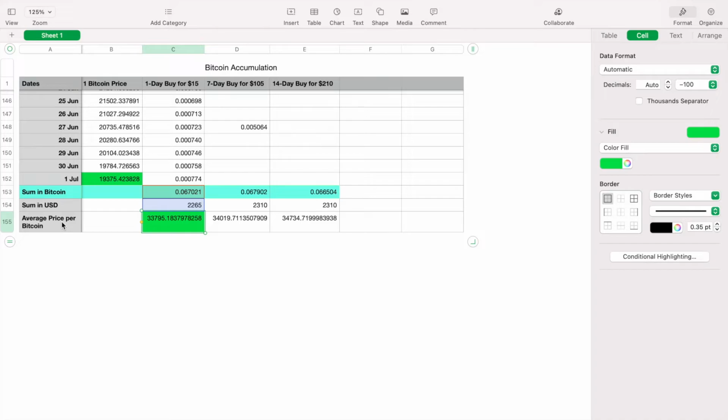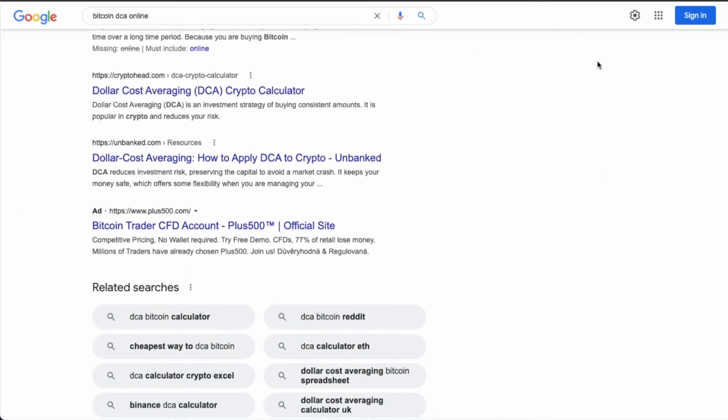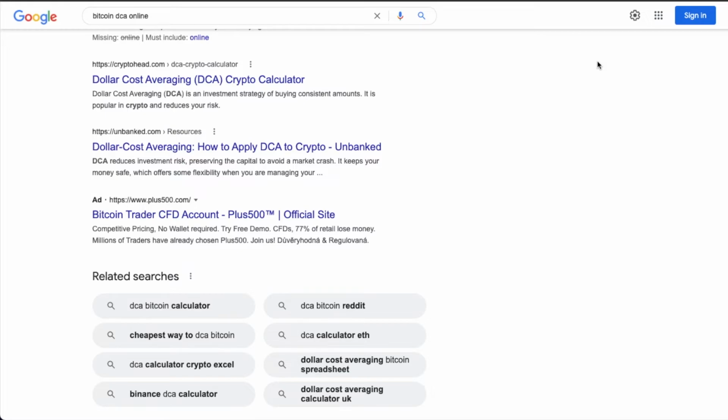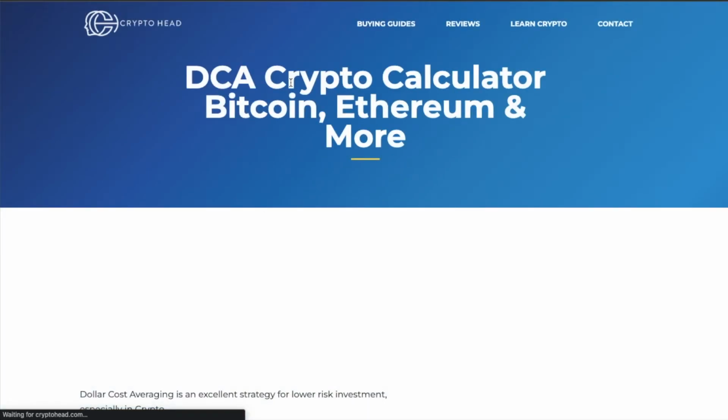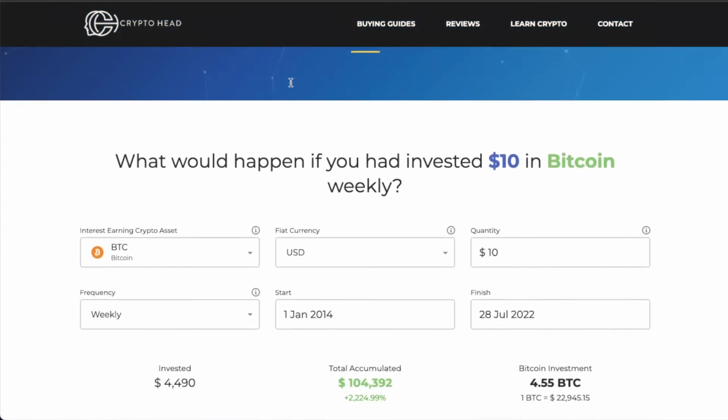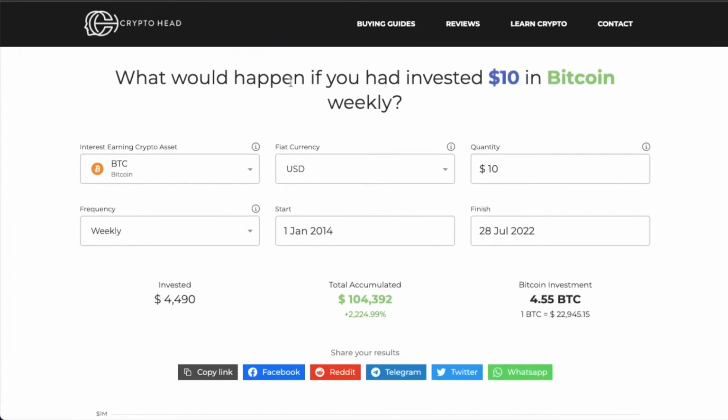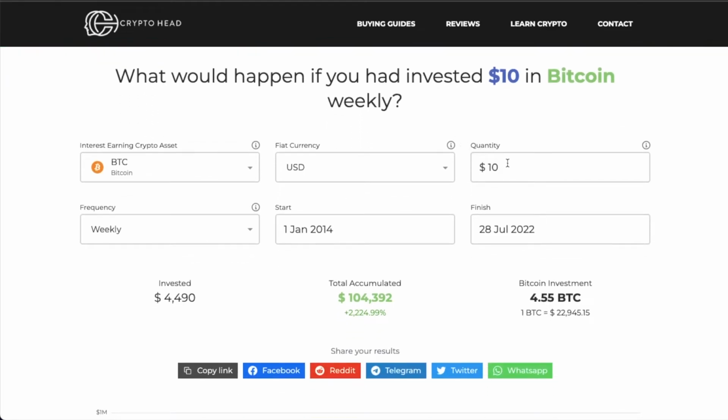Let me now show you another tool, which you can find online, to make such calculations yourself. I did a Google search for Bitcoin DCA online, and there were actually a number of websites and services, for both backtesting your profits, and also for offering you to set up a DCA accumulation bot. I liked this one, from CryptoHead.